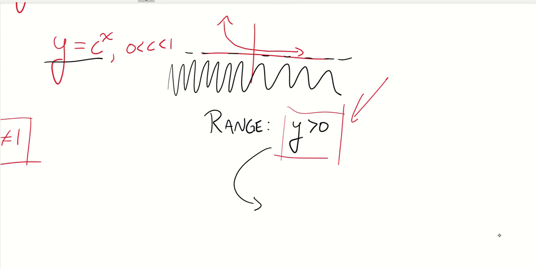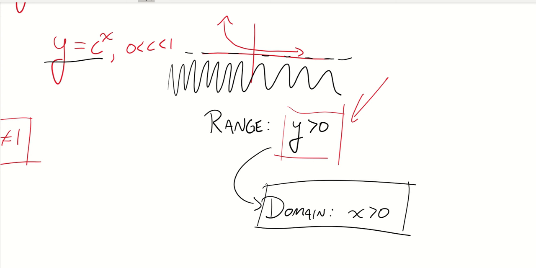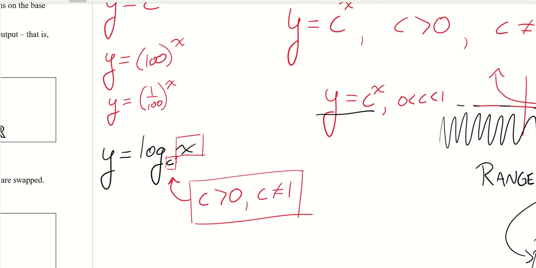Now, what happens when we take the inverse of this exponential function? Well, we get a logarithmic function, and the domain of that logarithmic function is derived from the range of the exponential function. Therefore, the domain of your logarithmic functions should only be positive numbers. So for y equals log base c of x, the domain is that x must be greater than 0.